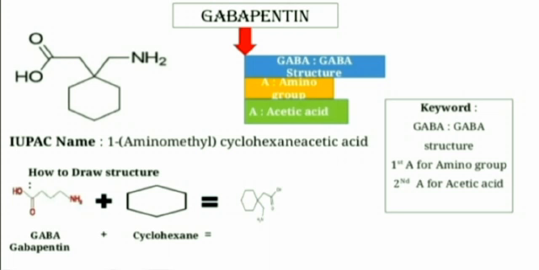So according to the IUPAC name, the amino methyl group, cyclohexane as well as acetic acid are involved. So how to draw the structure? The simple way is, first of all, draw the GABA structure, which is attached to the cyclohexane at the para position, and that will give the gabapentine structure. The gabapentine structure is very easy to draw using this technique.